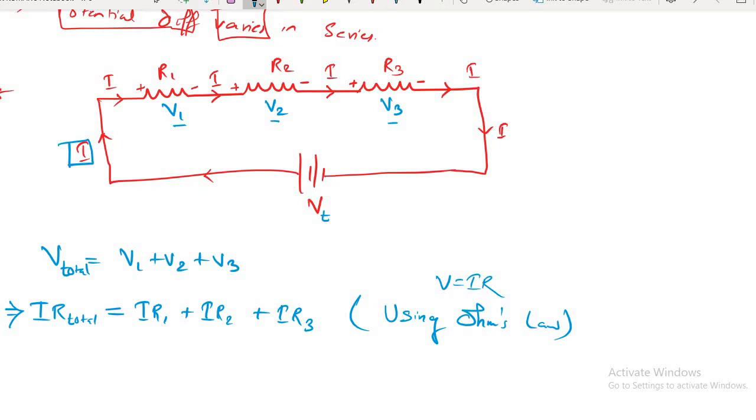Sir, why have you taken I as same? I1, I2, I3 you haven't taken. Because my dear, you can see I is same throughout. In R1 also, I is I. In R2 also, you can see it's I. For R3 also, it's I. Clear?